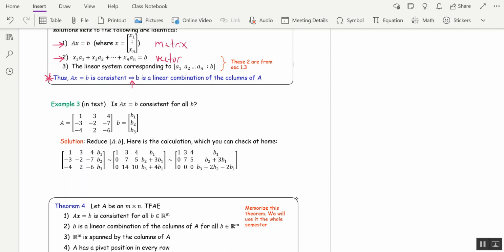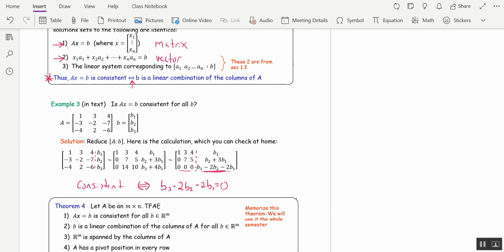And so what they do, if you read your book, they reduce the augmented matrix A augmented with B, and I did that, and I come down to this final matrix here, and I see that I've got all zeros in the A part, and then this entry in the answer column. So we know that this is going to be consistent if and only if this entry over here is 0, because you can't have a 0 equal something non-zero. So we need B3 minus 2B2 minus 2B1 equal to 0.